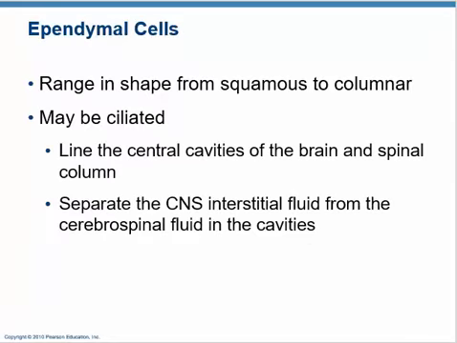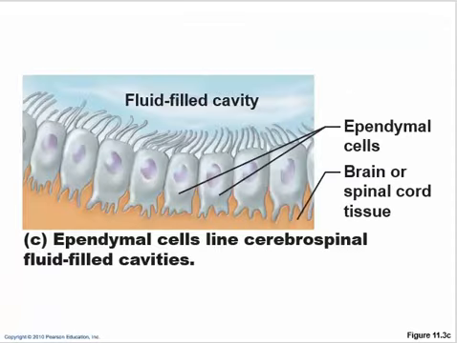The ependymal cells are basically lining all the cavities in the central nervous system. They act pretty much like an epithelium, except that they're not epithelial cells. They are neural cells. So they keep the interstitial fluid and the cerebrospinal fluid separate. They look like this. A lot of them have cilia, so that moves the fluid along. Looks very much like epithelium.